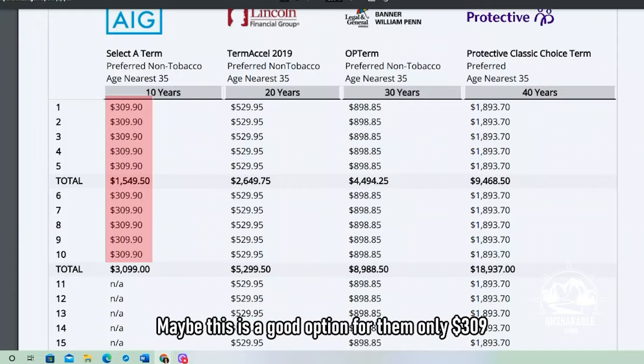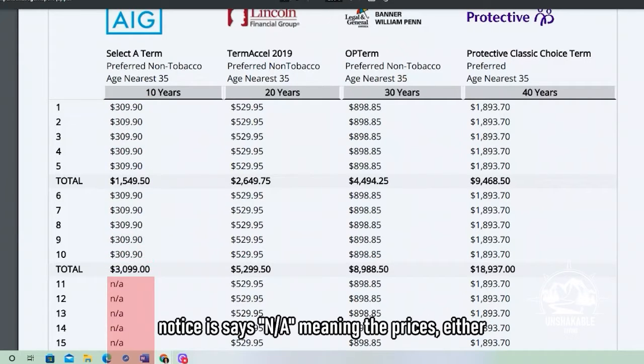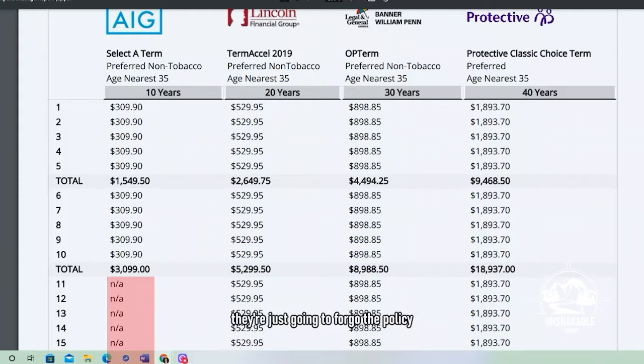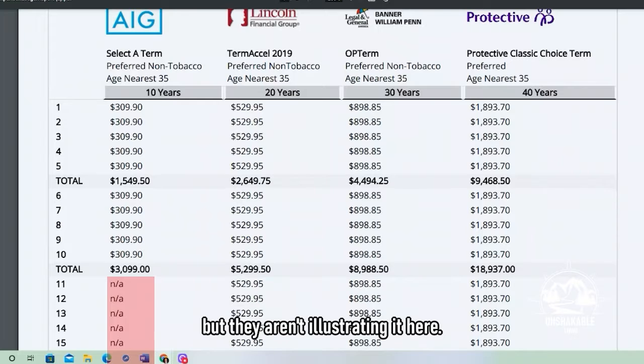It's only $309 per year, but after 10 years, notice it says NA, meaning they're either going to forgo the policy or the price is going to increase dramatically, but they aren't illustrating it here.